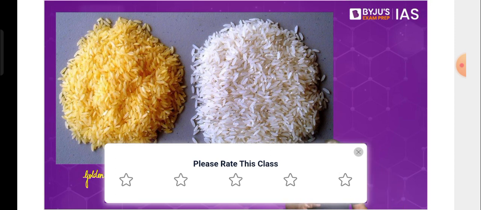So this yellow colored rice is also called golden rice, because why would you call it yellow rice? Doesn't look good. When you call it golden rice, we think that it is something premium, something important. So that's why golden rice. Now you can see there is a difference in the color.